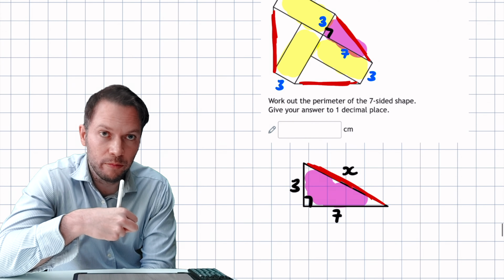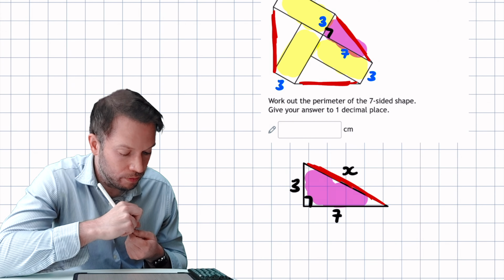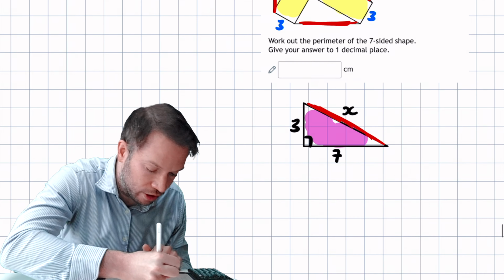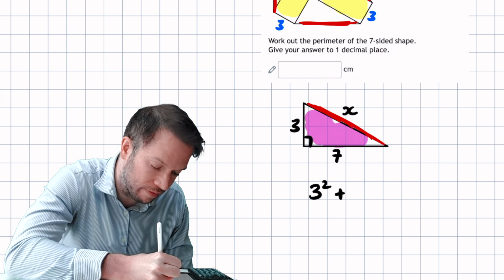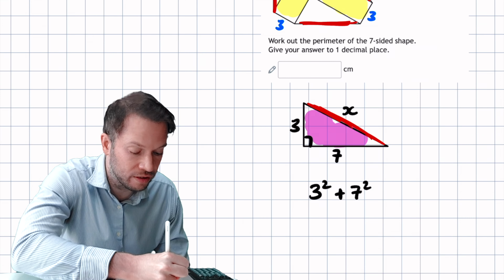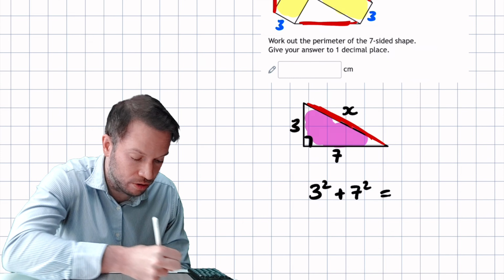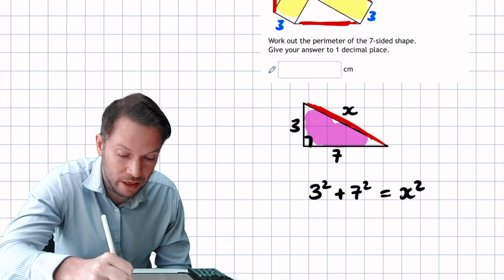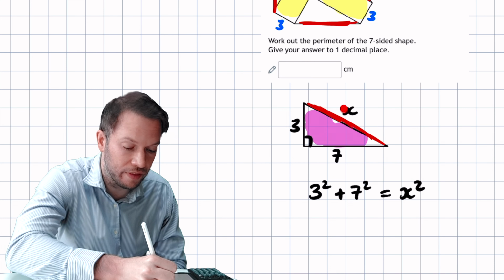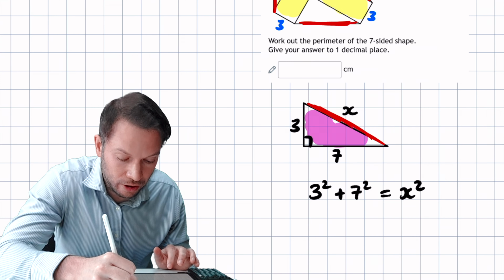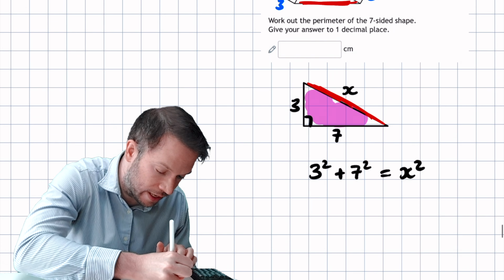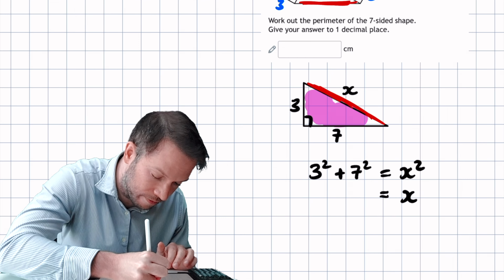Remember, Pythagoras' theorem relates the side lengths of a right angle triangle. And the way it works is if we do one of the shorter lengths squared, so let's say the 3 squared, and we add the other shorter length squared, so the 7 squared, it doesn't matter which way around they are, that is equal to the hypotenuse squared. Remember, the hypotenuse is the length that is opposite the right angle, and it's the longest length of the right angle triangle. So we can get rid of that squared on the x by just square rooting both sides, like this.